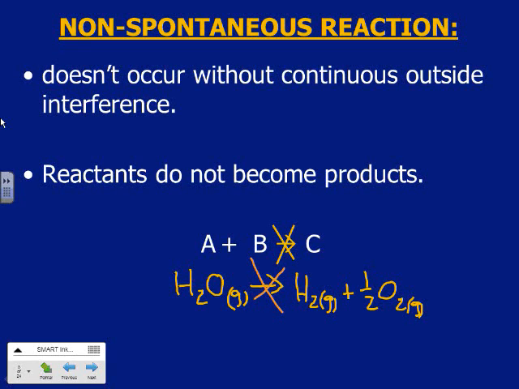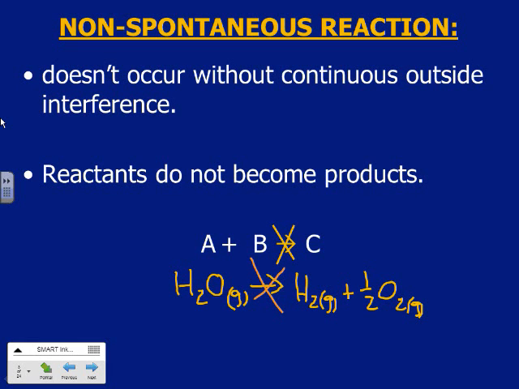We can make that reaction happen under certain conditions, but I need continuous energy input. If I were to put the water into a Hofmann apparatus, which you might have seen in grade 9 and grade 10, and we put the electrodes in there and plug it into an electrical device and input electrical energy, we must continuously input electrical energy to rip those atoms apart. So we can force it to go, but without outside interference, it won't go. We call that a non-spontaneous reaction.